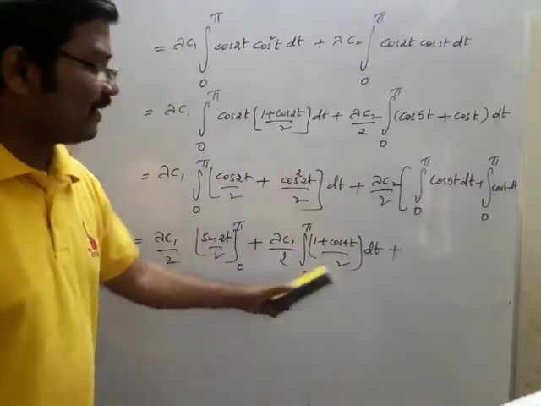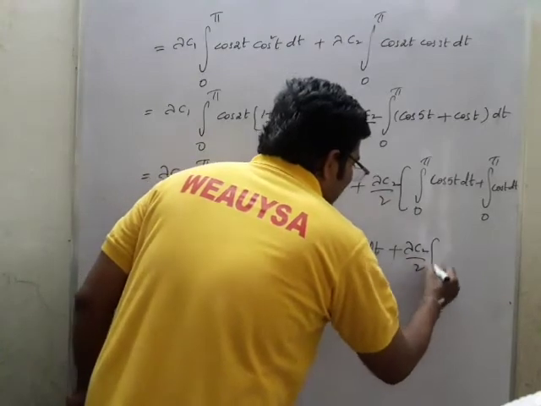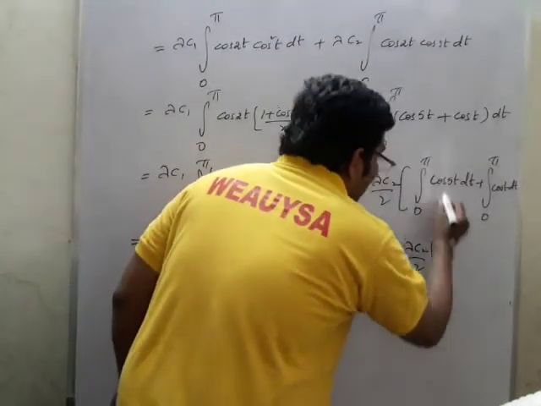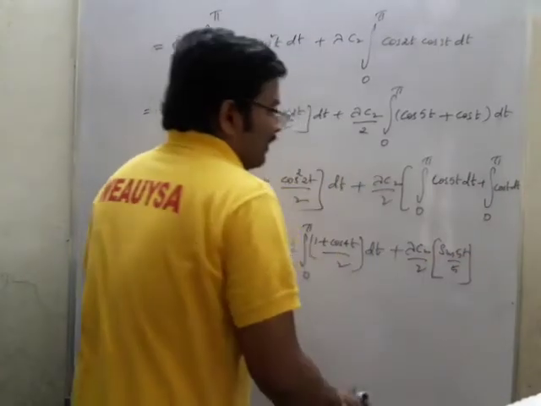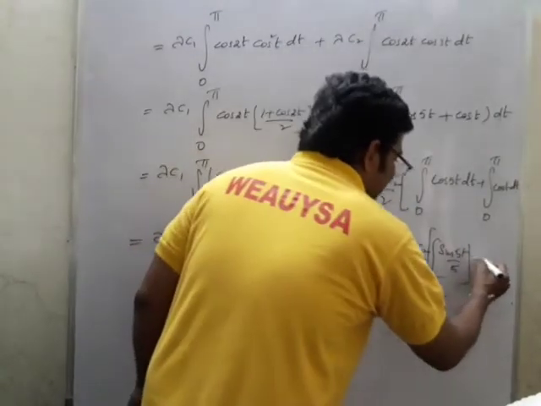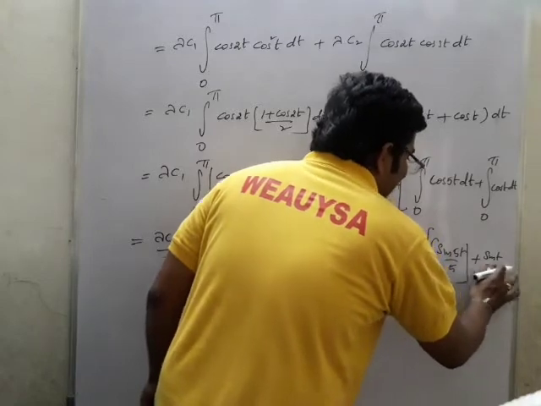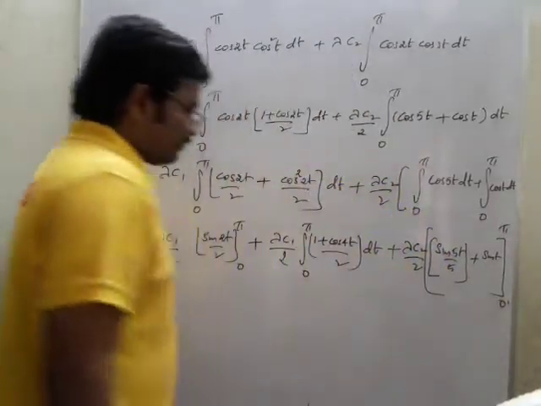This is cos square t dt. Next, lambda c2 by 2, this cos 2t means sin 5t. Sorry, cos 5t, so sin 5t by 5. Okay, again plus sin t. Integral cos t is sin t. Okay, so both under 0 to pi.